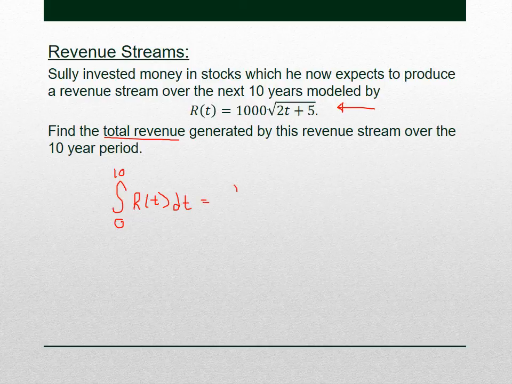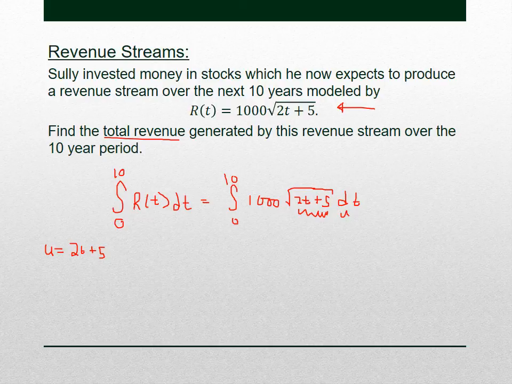So let's plug in r of t. This is the integral from 0 to 10 of 1,000 times the square root of 2t plus 5 dt. And again, to take this antiderivative, I will have to use a u substitution. So what do I want u to be? Well, I've got a square root of a bunch of stuff, so I'm going to let u be all the stuff inside the square root. That's 2t plus 5. So I'm going to plug u in for 2t plus 5 here.